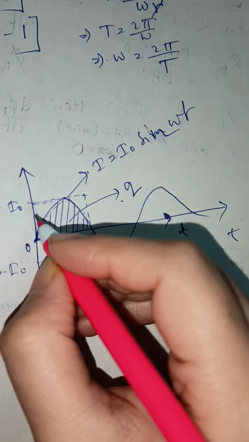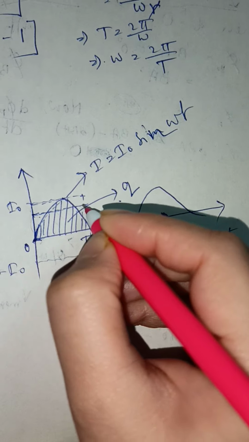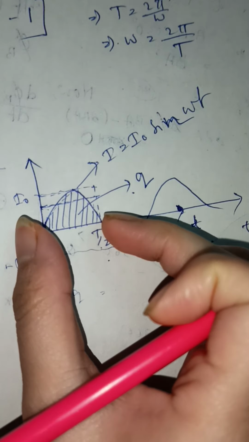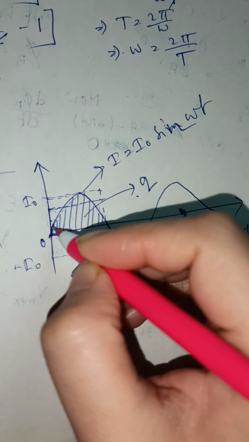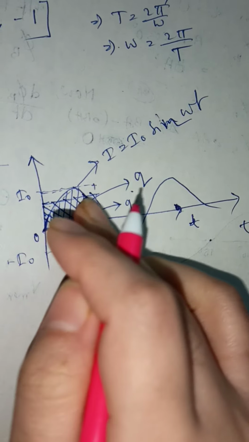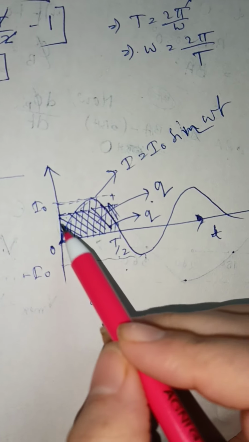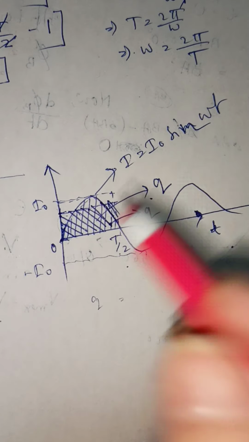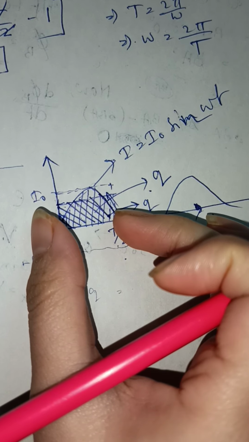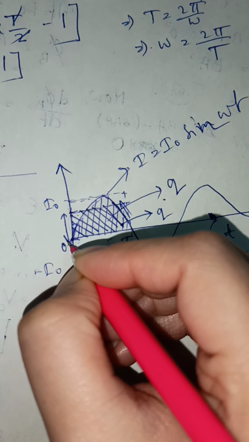If we take a rectangle, suppose here I am taking this rectangle, whose width, or we can say length, is T by 2, and suppose the area of this rectangle is also Q. That means here I am taking such a rectangle whose area is equivalent to this curve, and the length of this rectangle is also T by 2. Then suppose this current is I.